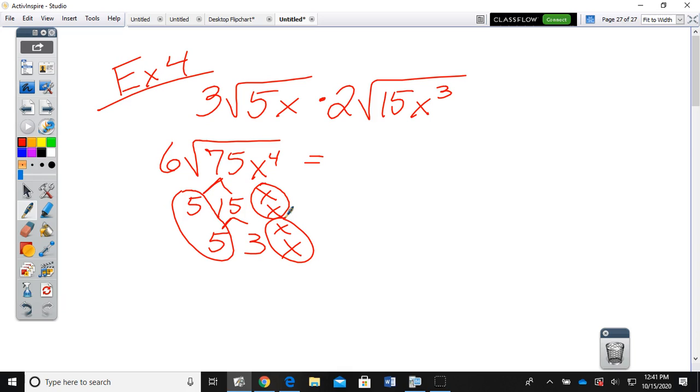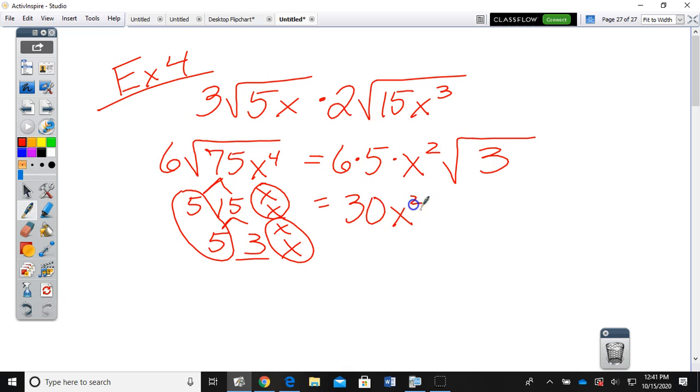So now everything on the outside, we're going to have a 6 that's already there, times a 5, times an x squared, times the square root. What's left? 3. Do we have any other x's left? No. And then we simplify that. What's 6 times 5? 30 x squared, square root of 3. It's not as hard as it looks. Okay?